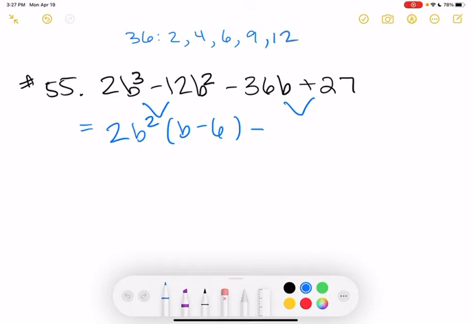And then after that, I think 18 should work. And if you aren't sure, you can just punch it into your calculator real quick. So I just did a 36 divided by 18 just to make sure that it did work. And that should probably be the last one.